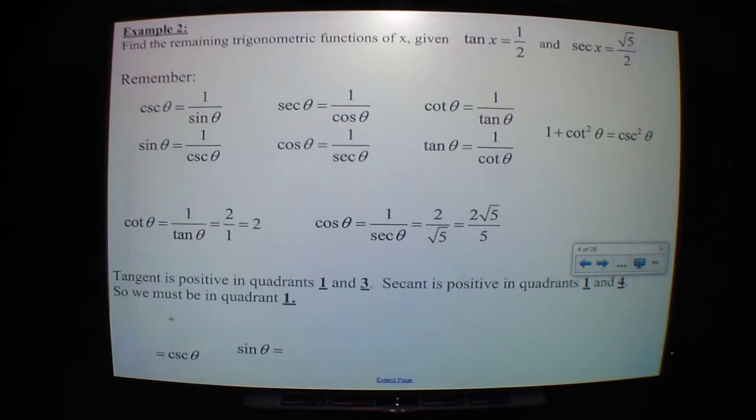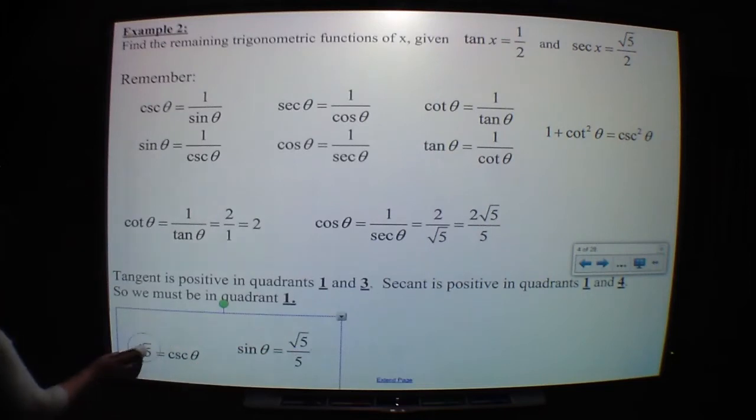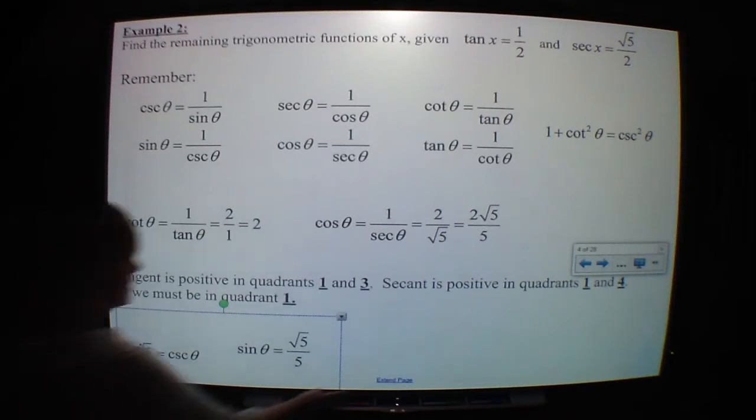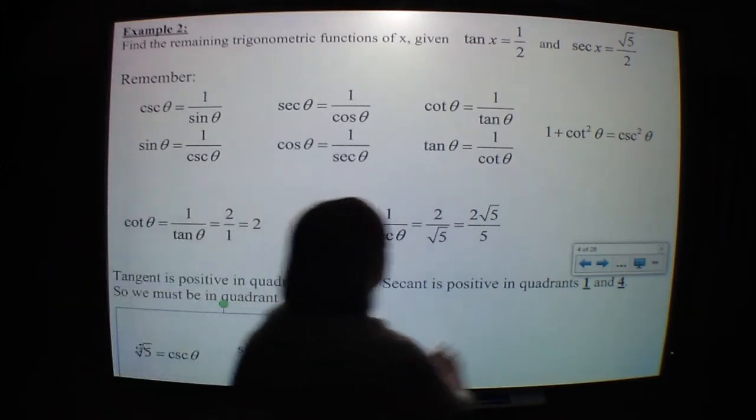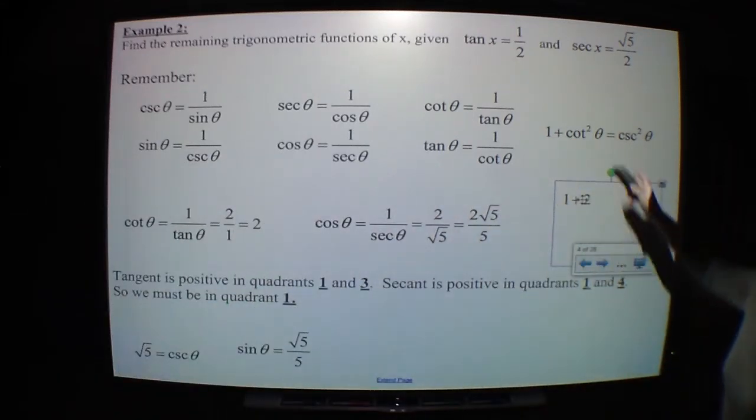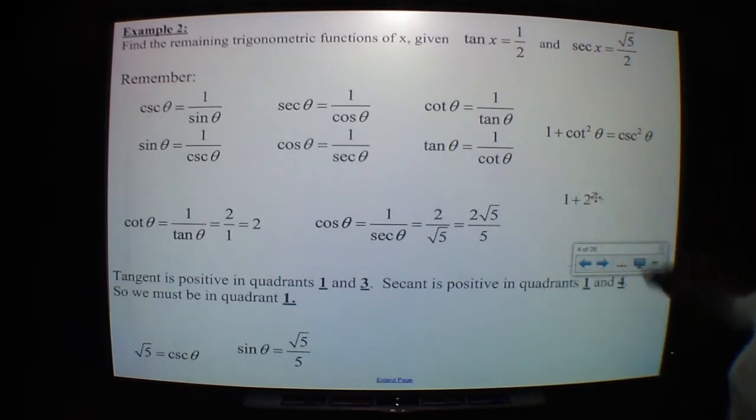So I have cotangent, cosine, tangent, and secant. I don't have cosecant yet, and I don't have sine yet. You know that 1 plus cotangent squared of an angle is equal to cosecant squared of an angle, right? And you know that sine and cosine are reciprocals of each other. I didn't use the 1 plus cotangent here. Do I have it right here? Yes I do. Cotangent is 2, so 1 plus 2 squared is equal to cosecant squared.